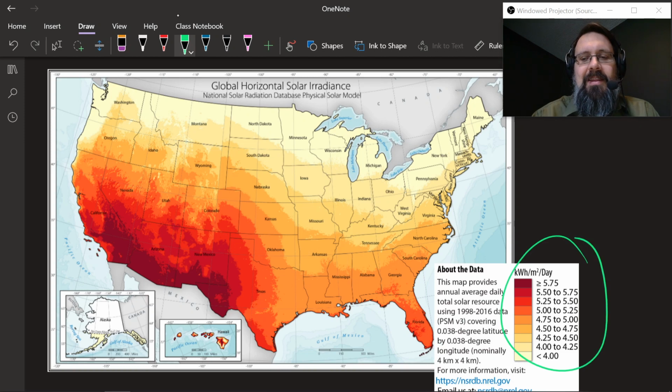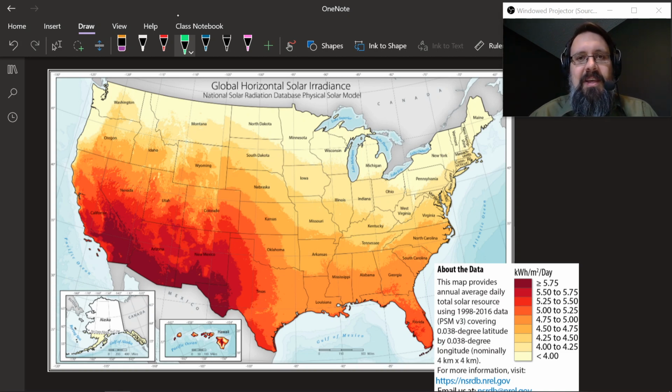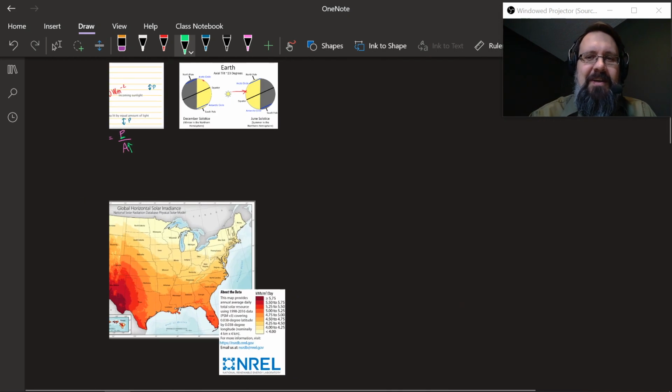If you look down at the legend here, you're just looking at a difference of like 4 kilowatt hours per square meter per day versus 5.75. So it's not that much of a difference. Solar is going to be useful anywhere, but you're obviously going to get the maximum benefits if you live down in the American Southwest. What questions do you guys have for me about all this crazy stuff I've talked about so far? We good?